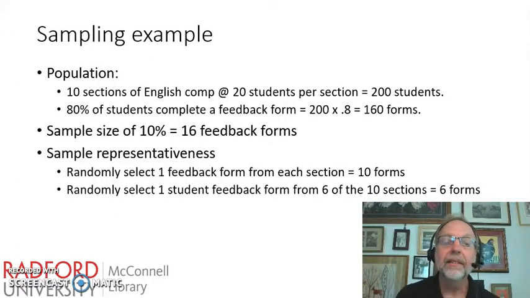To make these representative, here's something you can do. You can randomly select one feedback form from each section, which will give you your first 10 forms. Then randomly select one student feedback form from 6 of the remaining 10 sections for the remaining 6 forms, which will give you a total of 16. We'll talk more about this sort of thing as the course progresses.